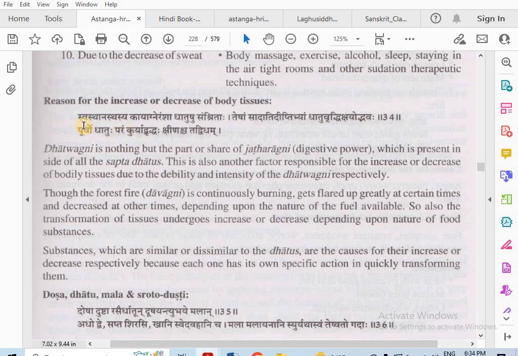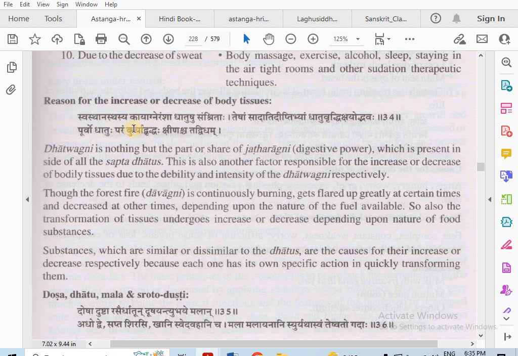Swasthanasthasya: swa means own, sthana means place, stha means staying, sya means of one who stays in its own place. Then the next word is kayagneh plus ansha. What is kayagneh? Kayagni means the Jatharagni, digestive fire. Ansha means the parts. Dhatushu means in the dhatus. Sansritah means staying. Now I told you the meaning of each word, but let us connect them all, so that you can understand the contextual meaning.